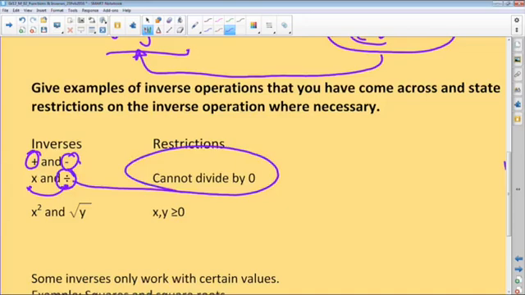All right. So if you have x, then 1 over x would be its inverse if we're talking about a fraction. And we know that x cannot be equal to 0 because we cannot divide by 0. It is undefined.